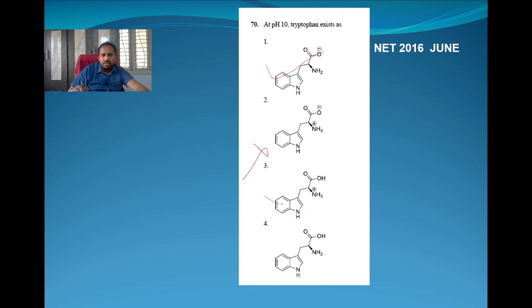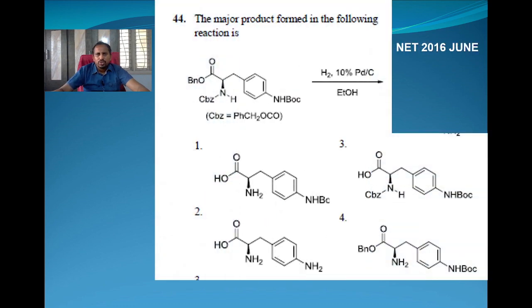Here is not the low pH. Here this should be the minus. Here this is not the more basic in nature. So the most appropriate answer is A. So in this way, you will solve the question. So moving to the next question.